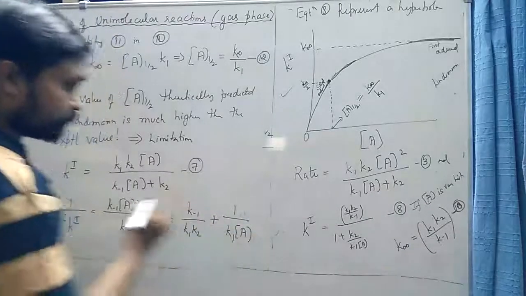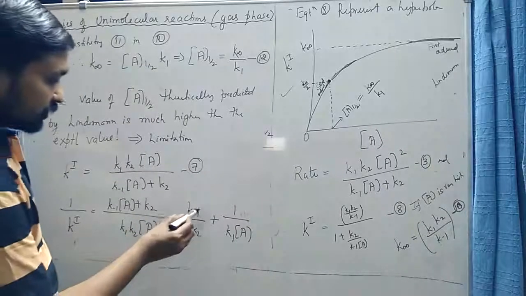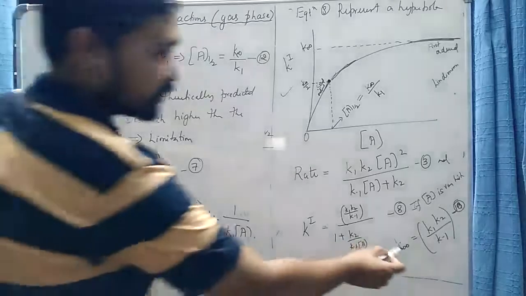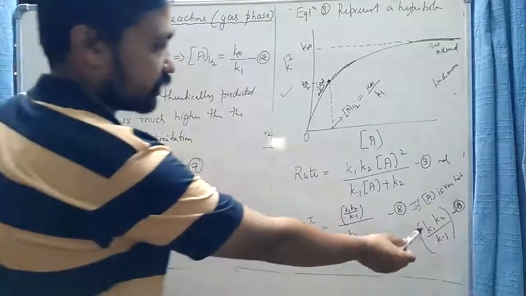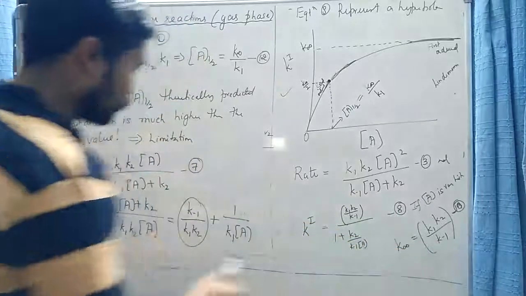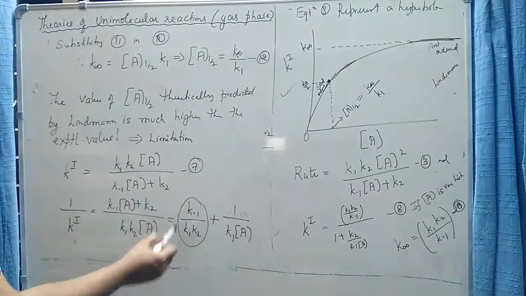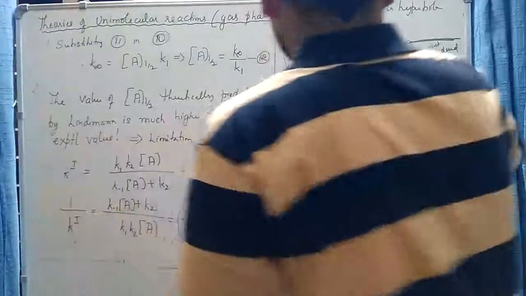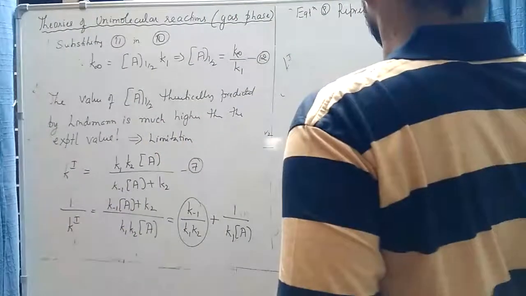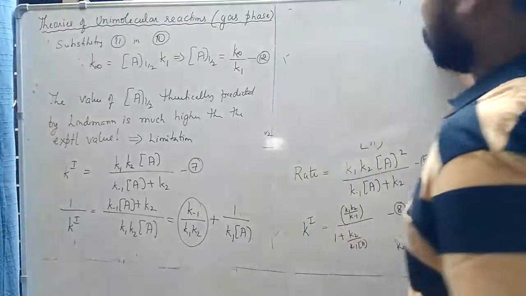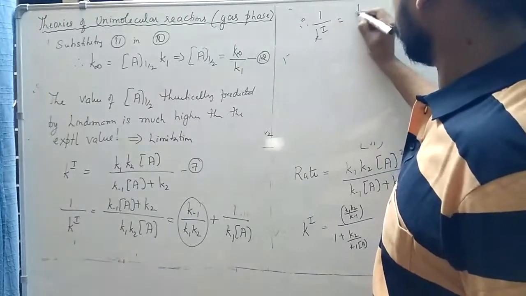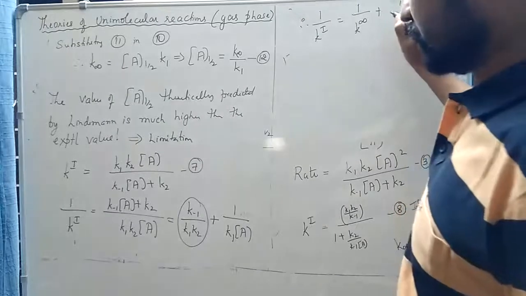But what is this term k minus 1 divided by k1 into k2? It is nothing but the reciprocal of k infinity. K infinity is k1 into k2 divided by k minus 1, and here I have the reciprocal of this. So this is nothing but 1 by k infinity. So the equation can be rewritten as 1 by k1 is equal to 1 by k infinity plus 1 by k1 into a.